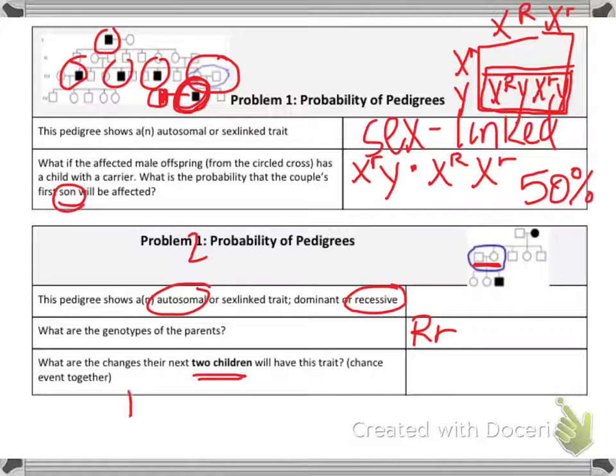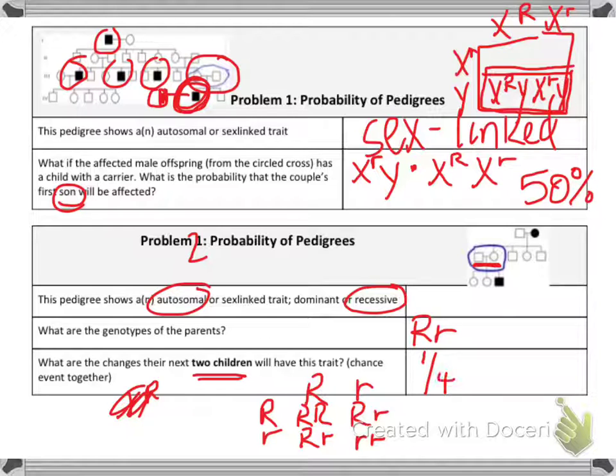Well, I could make my pedigree, or I'm sorry, it's not sex-linked. I could make my Punnett square to show. They have a 1 in 4 chance to pass this on to their offspring. But this is making it a chance event together. So what are the chances the next 2 children, so both children together, will have this trait? You always have to then multiply. So it's a 1 in 16 chance. I hope this practice helped, and if you have any questions, let me know.